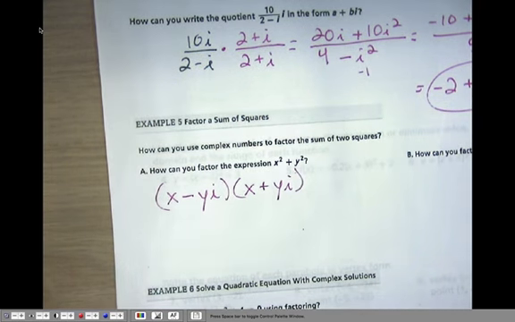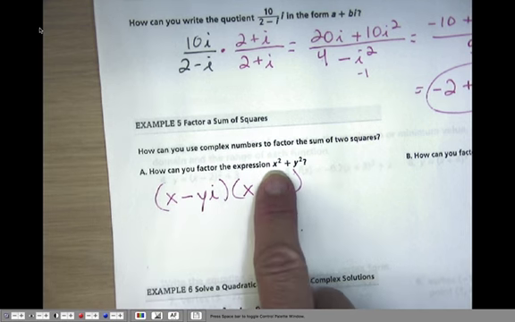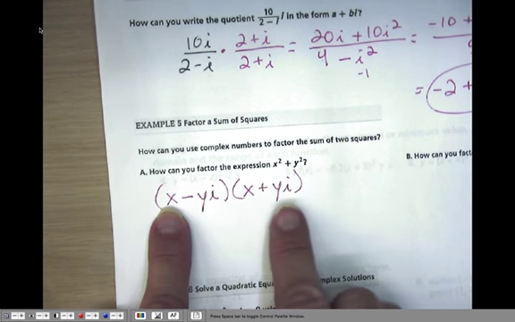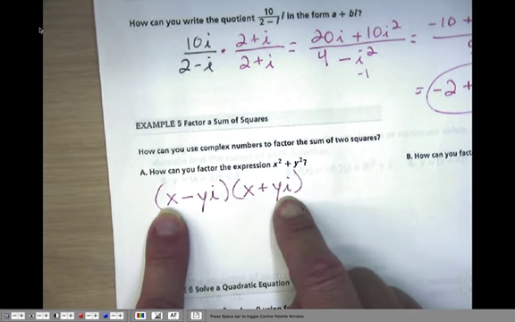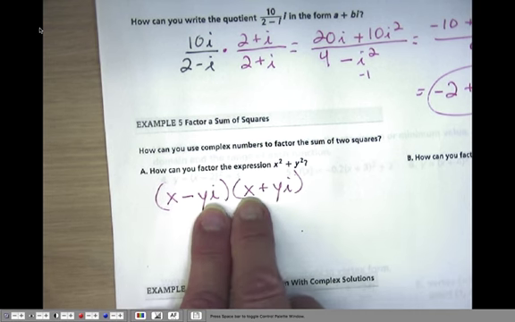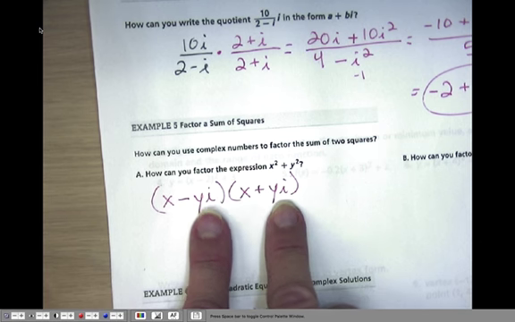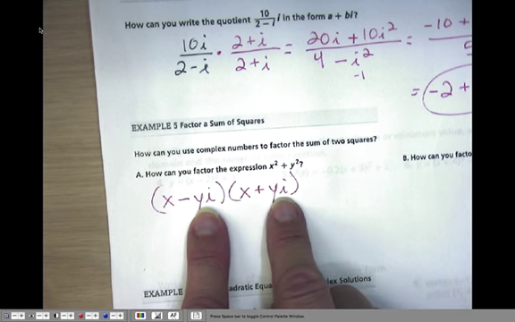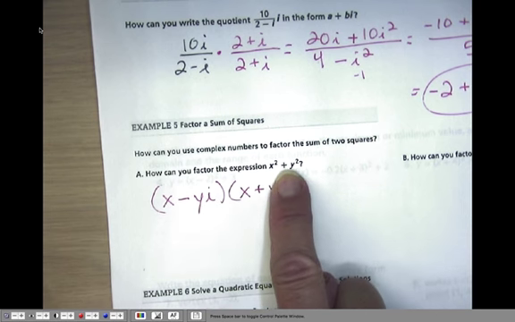And remember, you can always double check your factoring by multiplying it out. x times x is x squared, x times yi, and then negative x times yi, they're going to cancel each other out. And then these two things multiplied together will give me negative yi squared, which would become positive y squared.